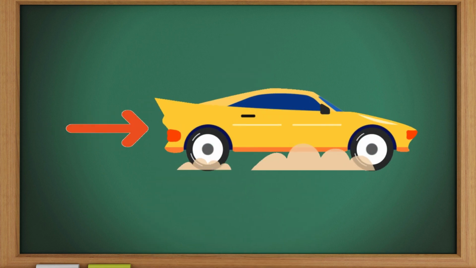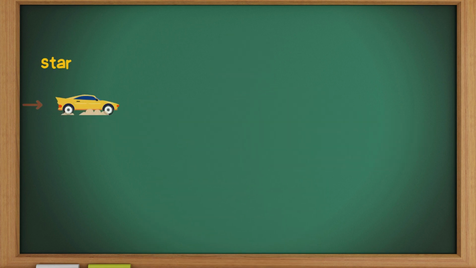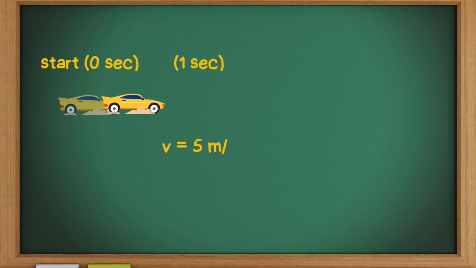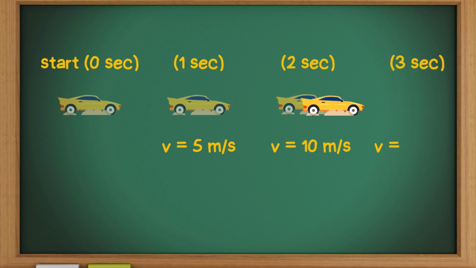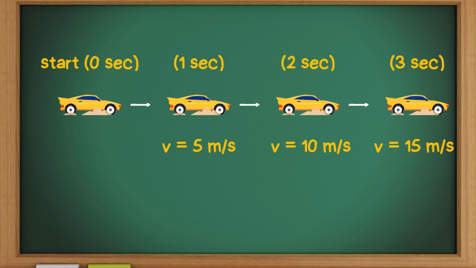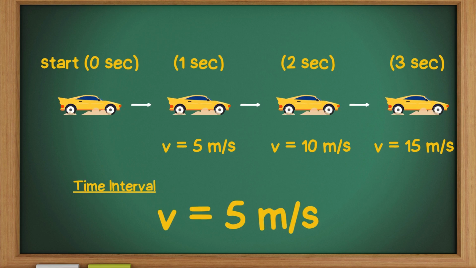Now, consider the motion of a car as shown in the diagram. We can say that the car started from rest at 0 seconds. After 1 second, its velocity is 5 meters per second, 10 meters per second after 2 seconds, and after 3 seconds, it is now 15 meters per second. Based on this data, it is evident that for every time interval, the car is increasing or changing its velocity, which is equal to 5 meters per second. And since the car has a constant change in velocity, it also means that it is accelerating.